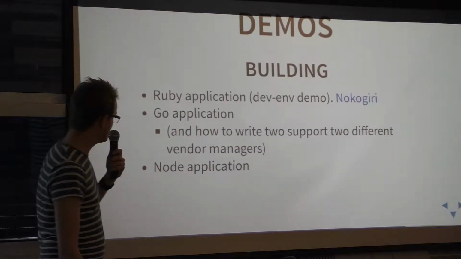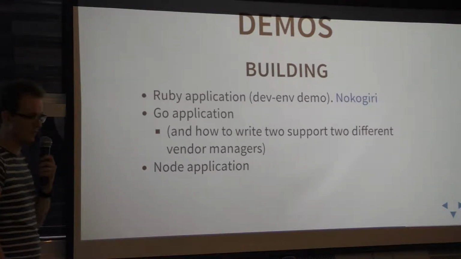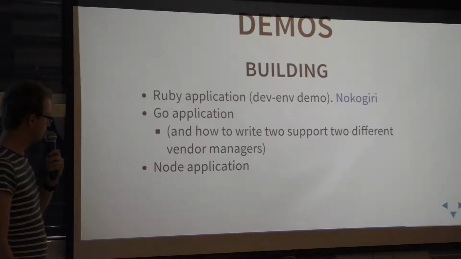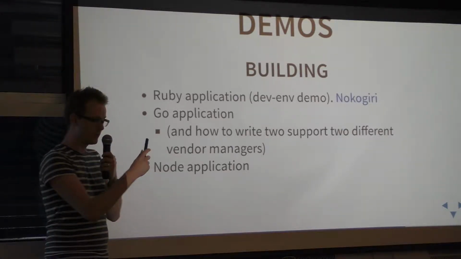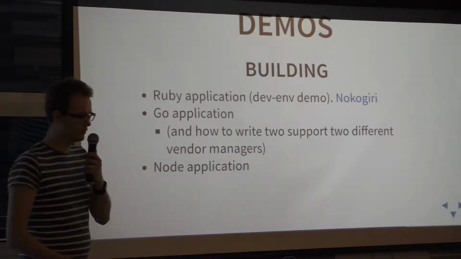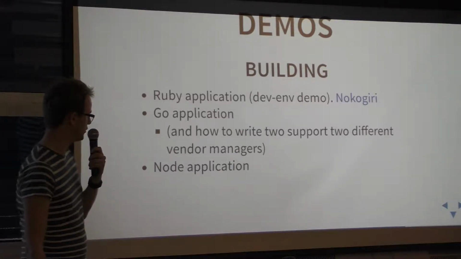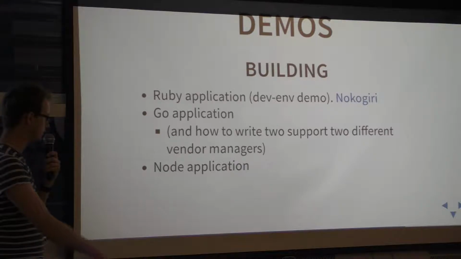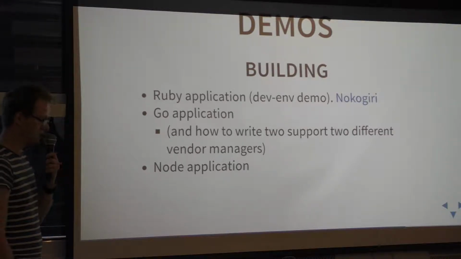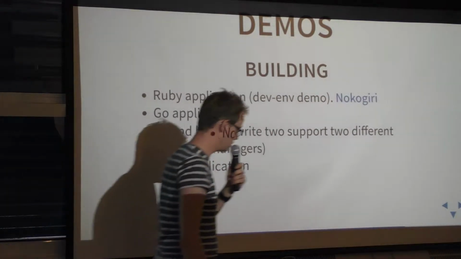So I would like to show some demos of exactly this, first with Ruby. Then I will show how to package a Go application, and in the microservices demo, it was actually packaged in two different ways using two different Go vendoring tools. And I wrote two small snippets to actually support that. I can show that. And finally, we have a Node application that I'm going to show. So let's do that first.